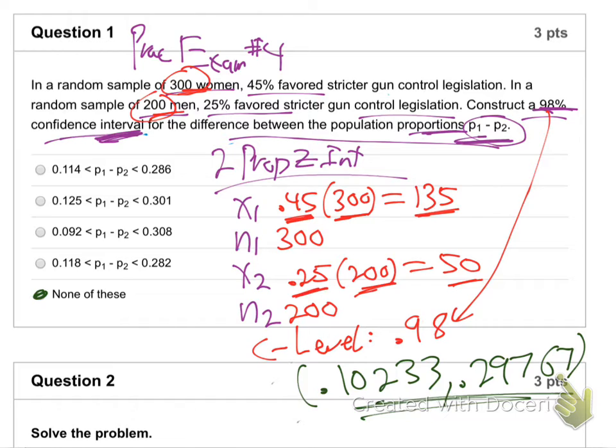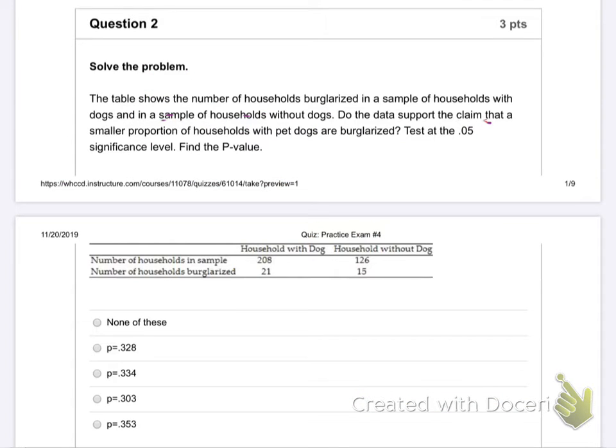All right, let's go to number 2. The table shows the number of households burglarized in a sample of households with dogs and a sample of households without dogs. Do the data support the claim that a smaller proportion of households with dogs are burglarized? Okay, let's focus on the words that came after claim. Do the data support the claim? What claim? That a smaller proportion. This is about proportions, P1 and P2.